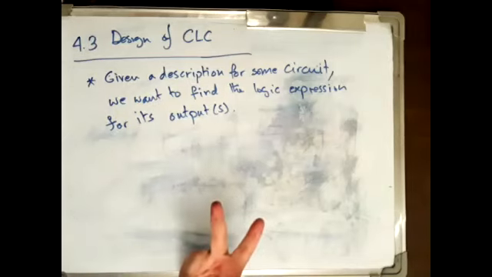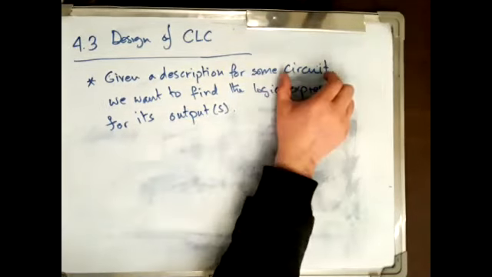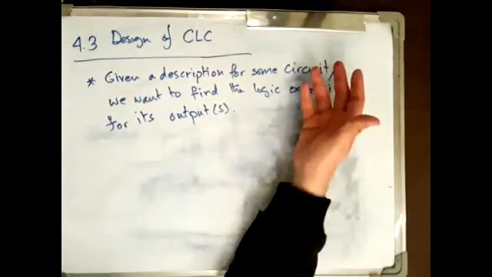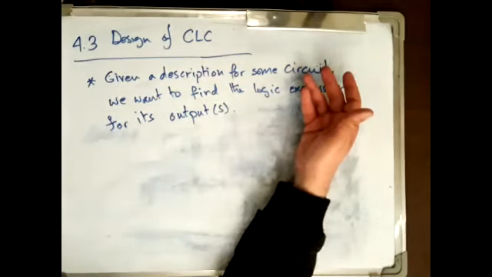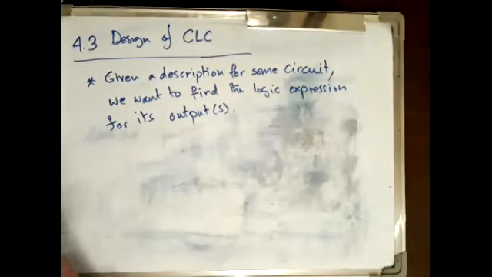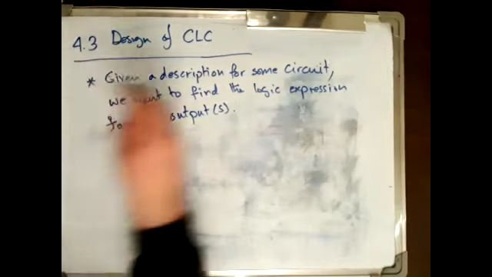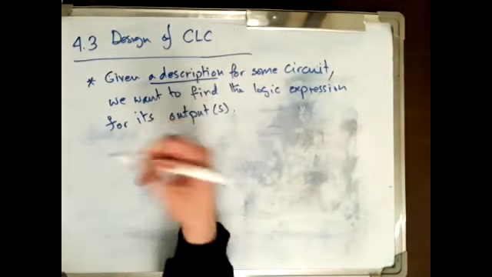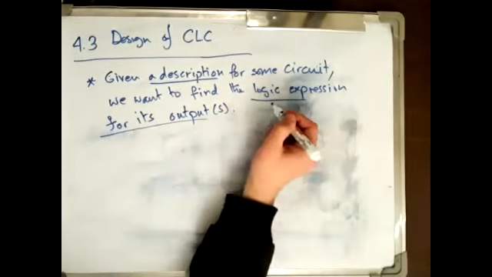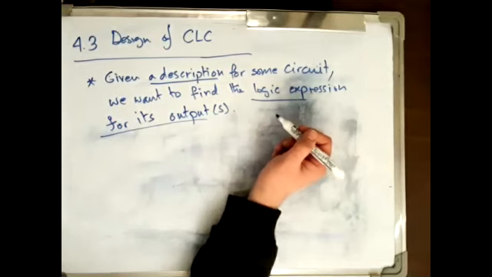So this is the opposite of the analysis. In the analysis, we had the circuit and we wanted to find the logic expression. Here we don't have the circuit. We have a description of the circuit, and we want to find the logic expression of the outputs, and find how the circuit looks. In other words, we want to design the circuit. Usually this is harder than the analysis, because you need to understand the description of the circuit in order to be able to design or implement or derive the logic expression of the outputs.